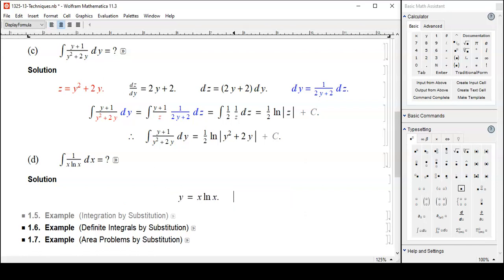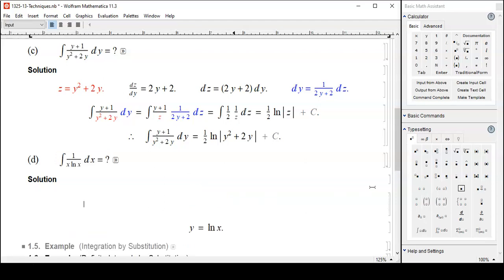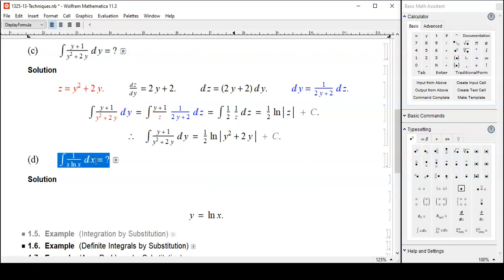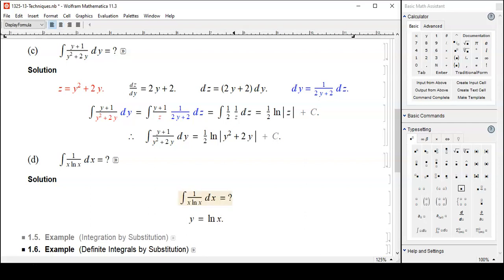What do I select? The answer is just log of x. Why? Because there are two criteria actually. One is the inside of the composite function. Another is, is the derivative flying around?